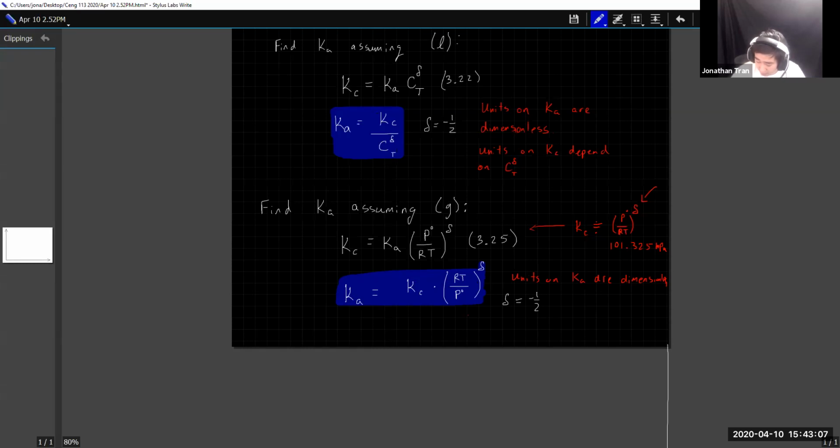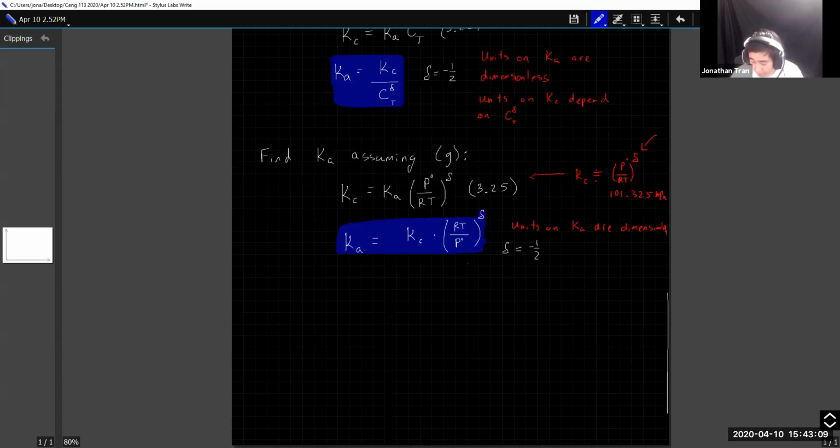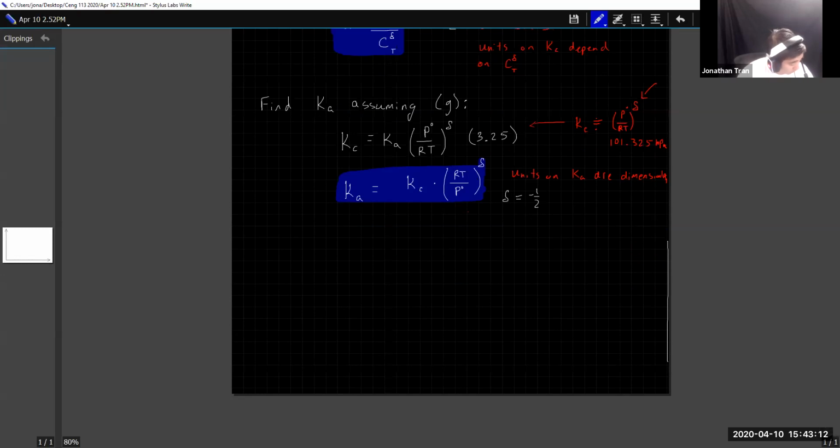So the last thing I want to mention here is that if you recall, when Dr. Drews derived the elementary rate law for a reaction such that aA plus bB goes to cC plus dD, he mentioned that the rate law can be written using concentrations, or it can be written using partial pressures.